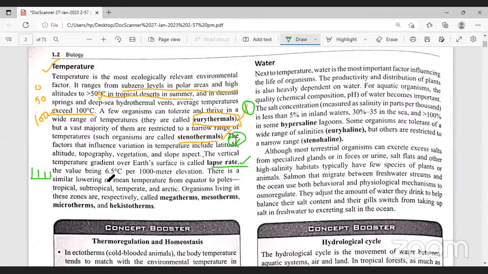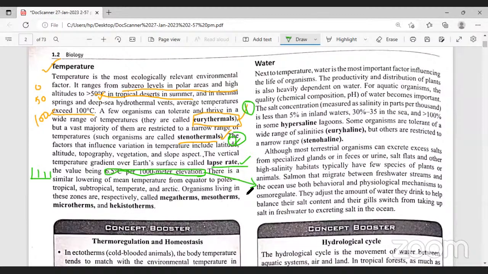The value being, see here, 6.5 degrees Celsius per 1,000 meter elevation. Suppose for each and every 1,000 meter elevation, what happened? This is very, very important. It is also asked from the NEET point of view. The 6.5 degrees Celsius per 1,000 meter elevation. Per kilometer, the temperature will be 6.5 degrees Celsius less.